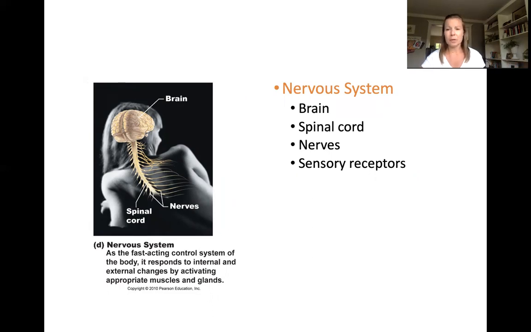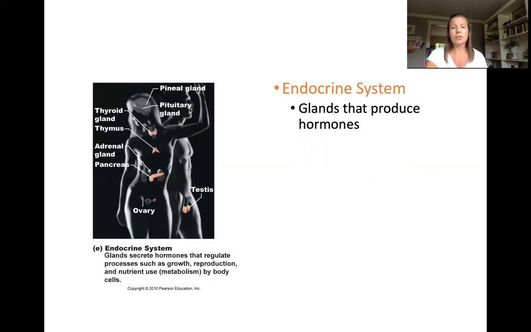And the nervous system is composed of the central nervous system, which is the brain and the spinal cord, and then all the nerves throughout the body, plus receptors that are located throughout the body that detect any kind of changes. Endocrine system is the other main controlling system of the body. It regulates a lot of different body functions, and it's also responsible for communication, just like the nervous system.